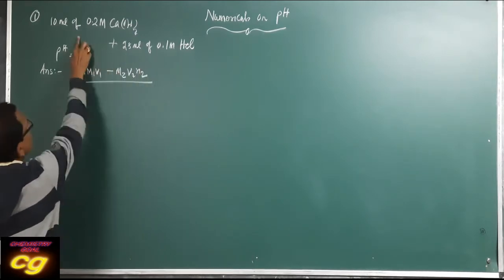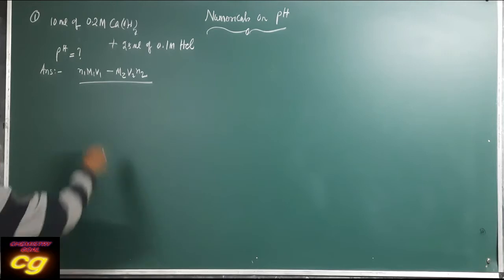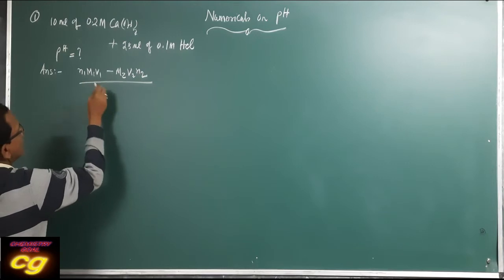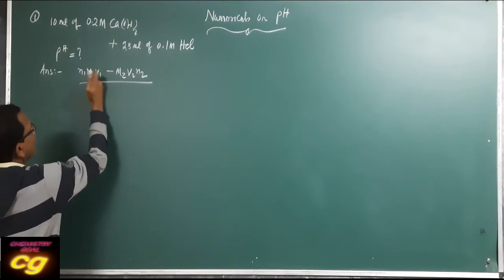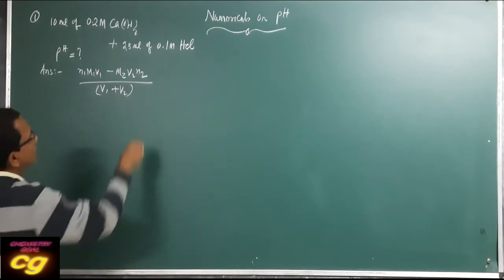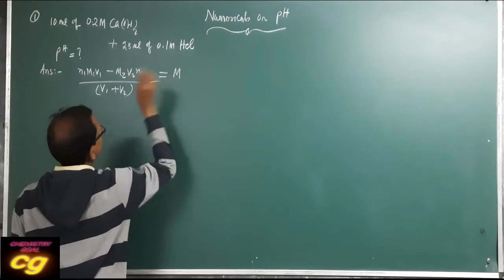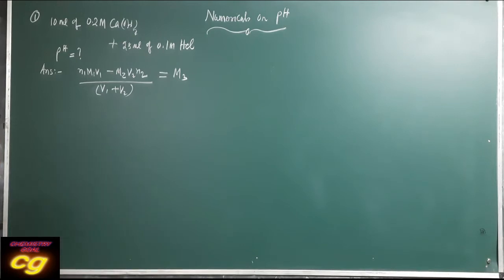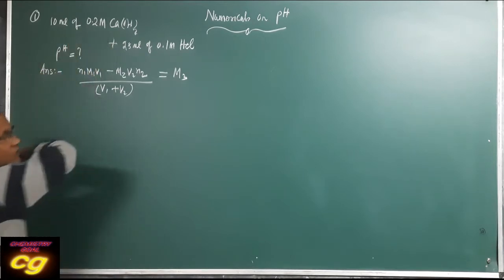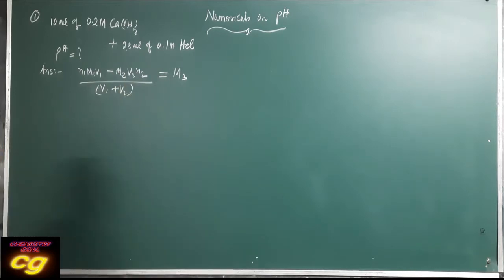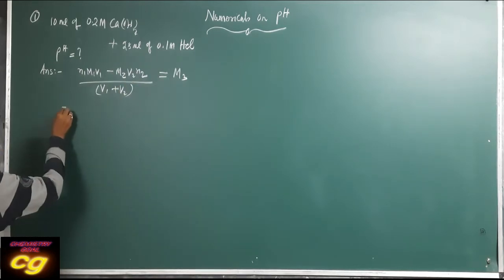upon, as the solution is mixed and each solution has a different volume, the first solution is 10 ml, so we can write the formula as V1 plus V2. This is the resulting concentration, that is M3, the concentration of the solution. But we have to see which part is greater, whether the calcium hydroxide part or the HCl part will be greater. We have to calculate. It will be like this.